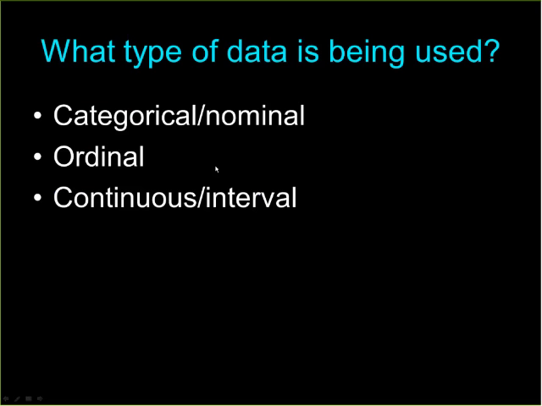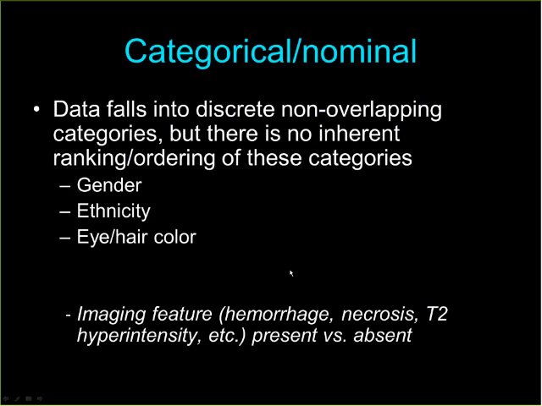So we can kind of get at that by thinking about which of these categories our data fall into. I'll go through each of these: categorical or nominal, ordinal, or continuous or interval. These last two, continuous and interval, there is a difference between these, but for purposes of this talk, we'll just treat these as together. And each of these groups we can map out to being parametric or non-parametric, which I'll cover.